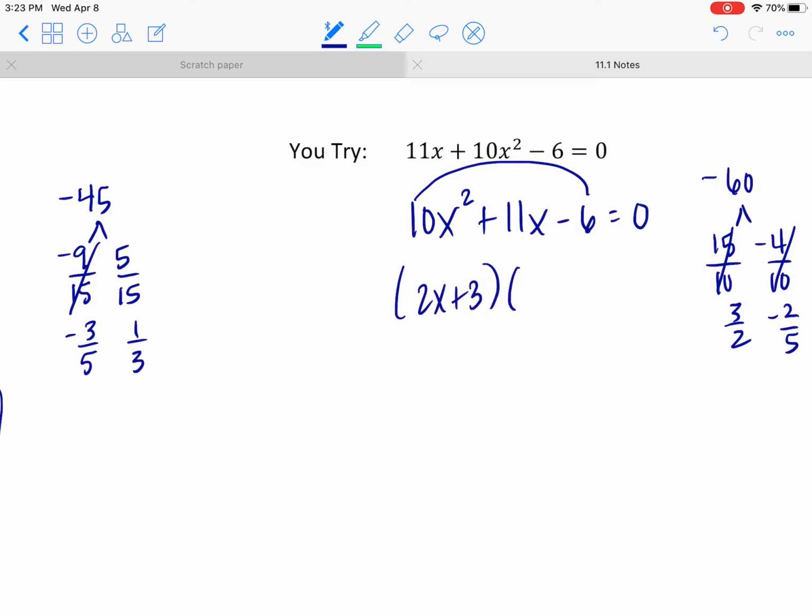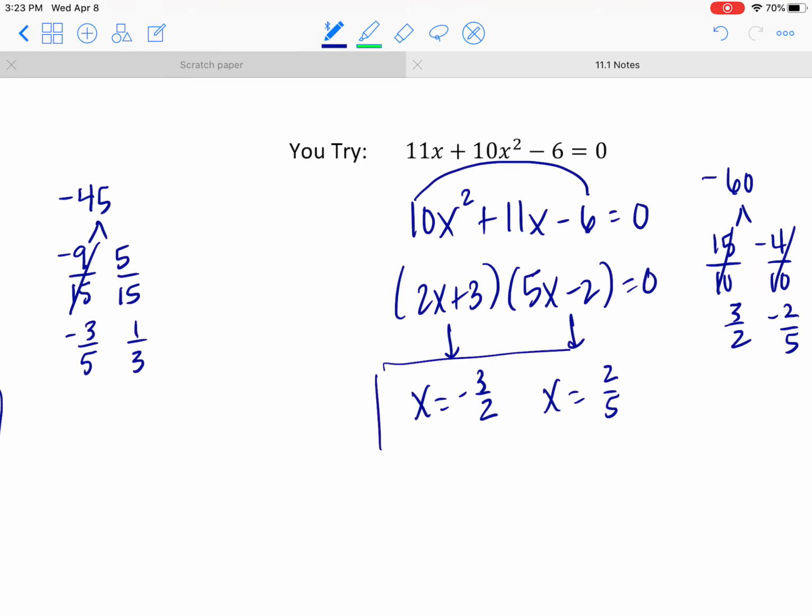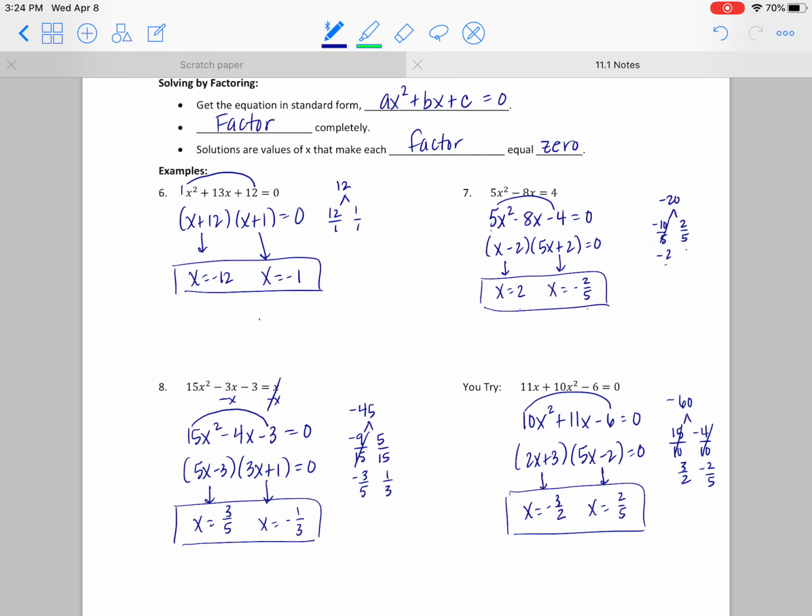Multiply. Looking for factors of negative 60 to make positive 11. We can use 15 and negative 4. We're going to divide those by 10. Reduce. So this becomes a 2x plus 3 and a 5x minus 2, which means negative 3 over 2 is a solution, and positive 2 over 5 is another solution. Okay, two real rational solutions.